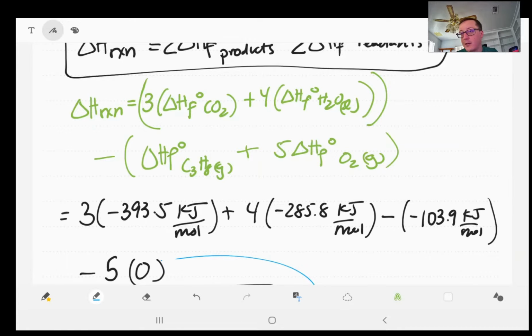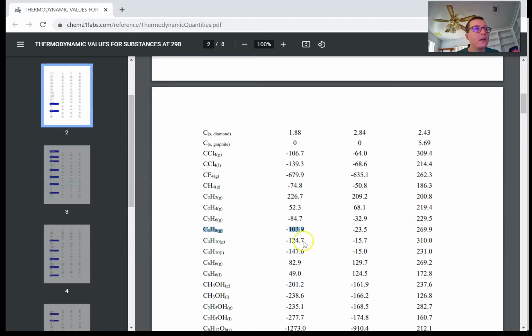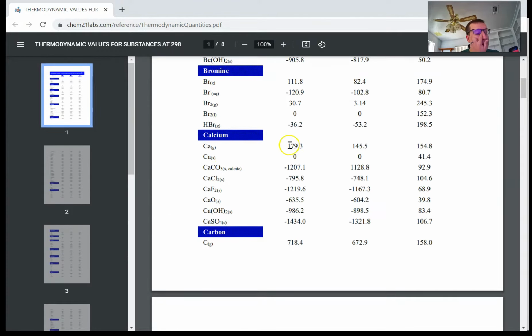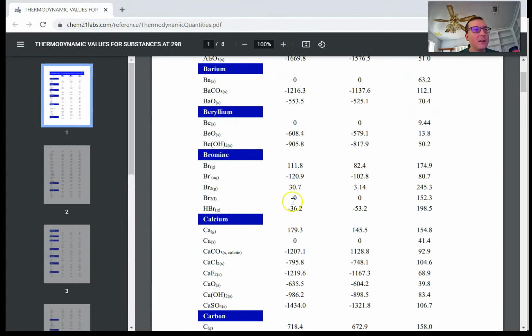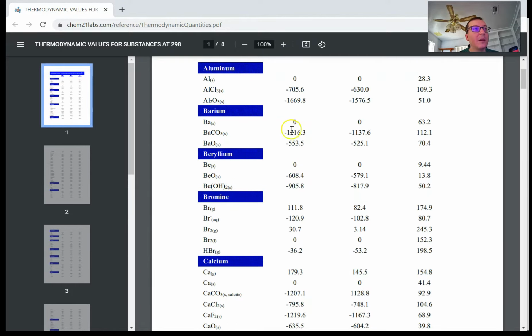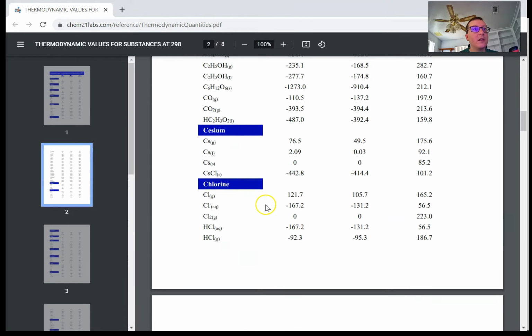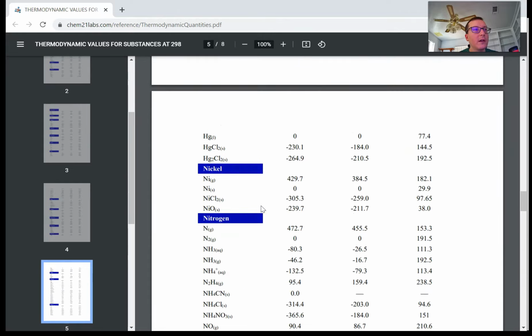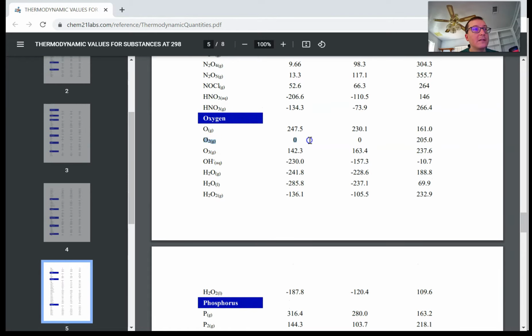Let's get up our table again. Notice carbon for graphite. So if you don't know what your standard state is, you'll see it has a 0 on this table. Calcium solid. Bromine 2 liquid. Beryllium solid. Barium solid. Aluminum solid. Oxygen, O2 gas, 0. So, standard states have a delta HF of 0.